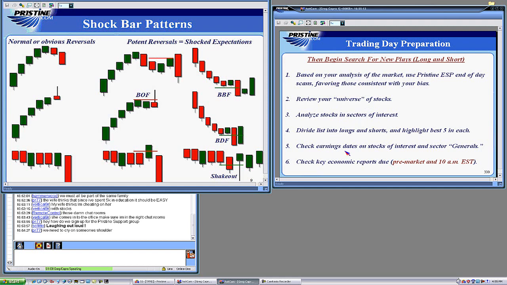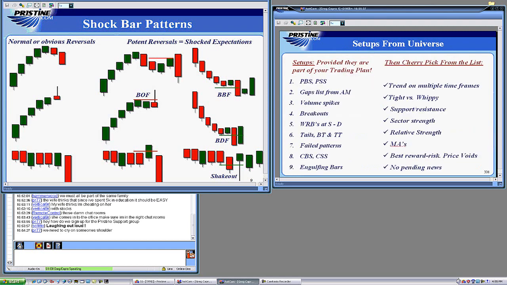Check earnings dates on those stocks you're focused on, as well as those stocks that can move the market. Economic reports. Look at the economy. See what's coming out pre-market, what's coming out at 10 o'clock, what might be coming out in the afternoon, like Fed announcements. Look for the setups we've been talking about. Obviously, buy setups, sell setups, gaps.